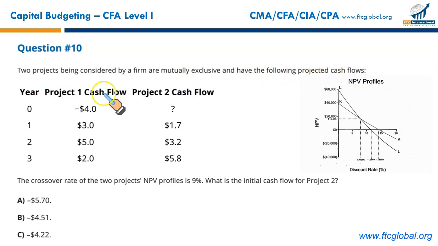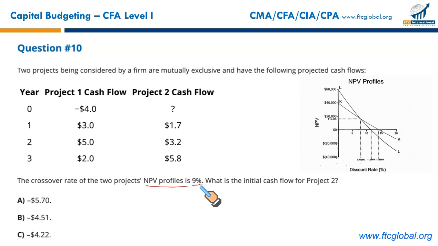Project 1 requires an initial investment of -4, in millions or thousands, whatever. It's just -$4. And you will receive $1 at the end of year 1, $3 at the end of year 2, and $5 at the end of year 3. For the second project, we have not been given the initial outflow, but we do have inflows in years 1, 2 and 3. The crossover rate of the project's NPV profile is 9%.